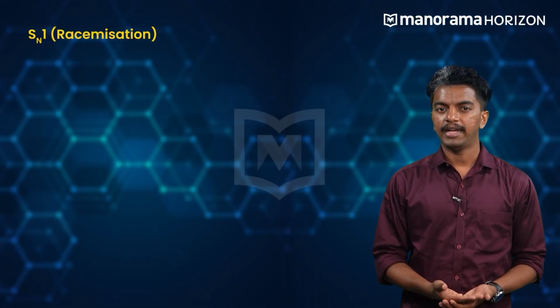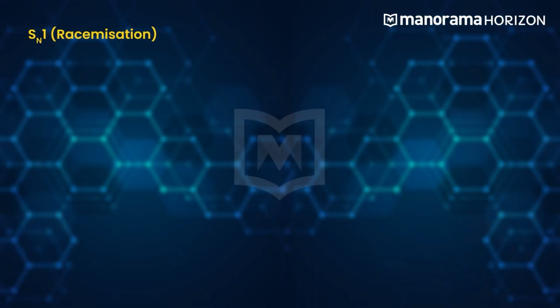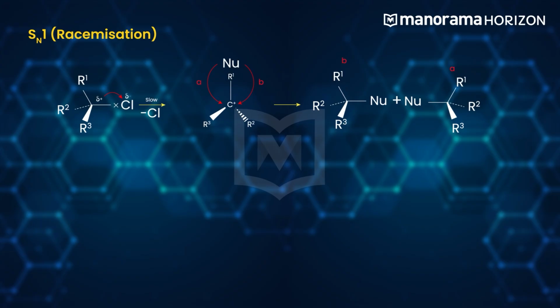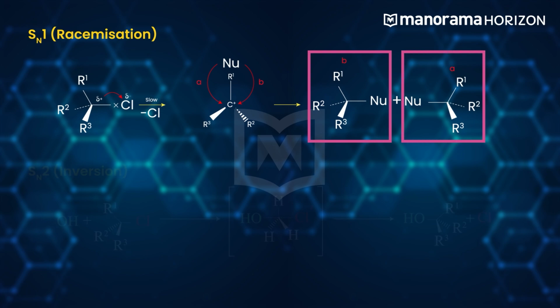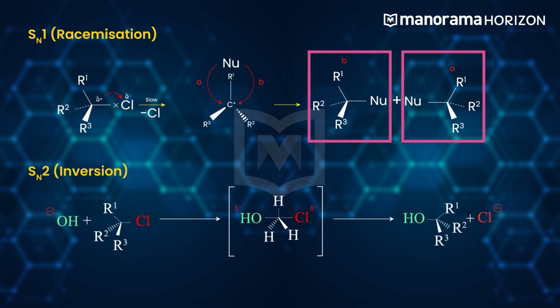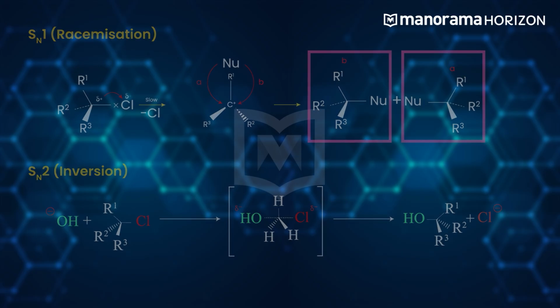You might have learned that SN1 reactions can result in two products, one having the same configuration as that of the reactant and the other with an inverted configuration. However, SN2 reactions give only the inverted product. Can you explain this? This video deals with the stereochemical aspects of organic reactions.